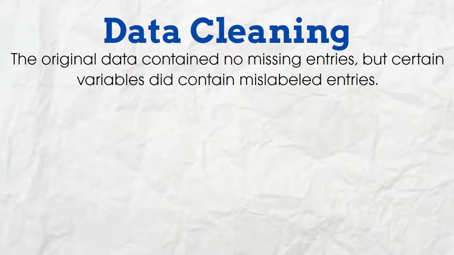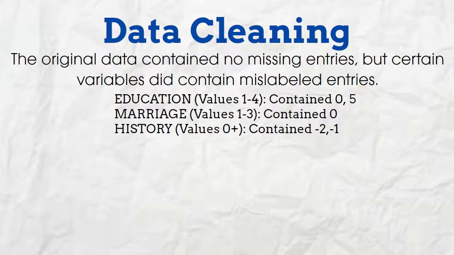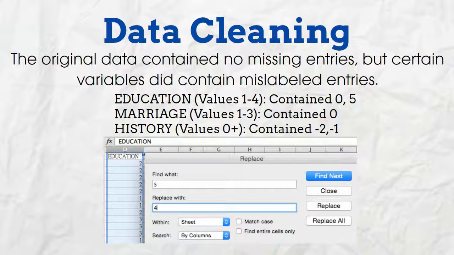Data cleaning. The original data contained no missing entries, but certain variables did contain mislabeled entries. For example, education should only have values ranging from 1 to 4, and it contained 0 and 5 values. There's a screenshot of Excel that shows the find and replace method I used to clean up the data.